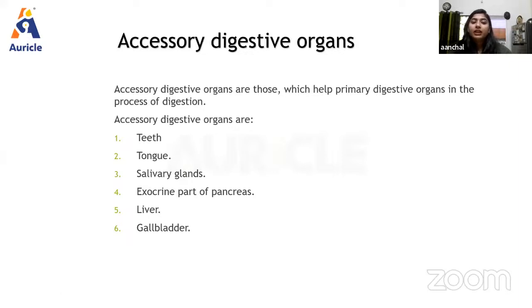Okay, now next we have the accessory digestive organs. The accessory digestive organs are those which help primary digestive organs for the process of digestion. It includes teeth, tongue, salivary glands, exocrine part of pancreas, liver and gallbladder. Teeth are present inside the mouth and help in the chewing of food so that the food will get broken down into smaller pieces so that the digestion can occur properly.